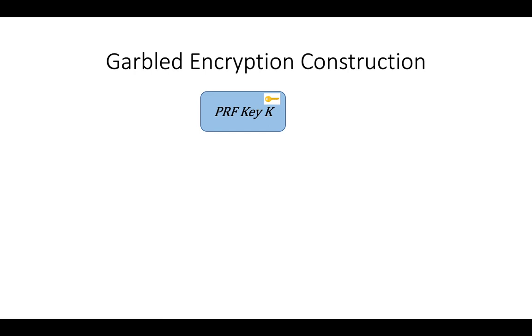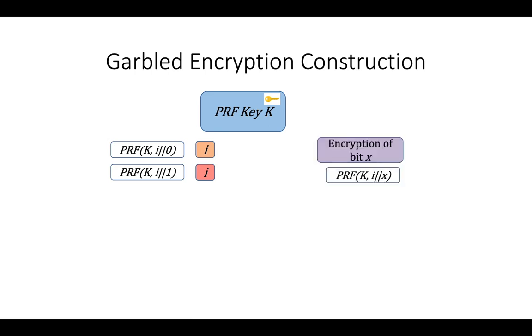So for every index I, recall that ciphertexts are indexed with some index I, we associate a zero label and a one label that are defined according to these PRF evaluations at I concatenate with zero and I concatenate with one. And an encryption of a bit X with respect to index I is simply the appropriate label for that index.